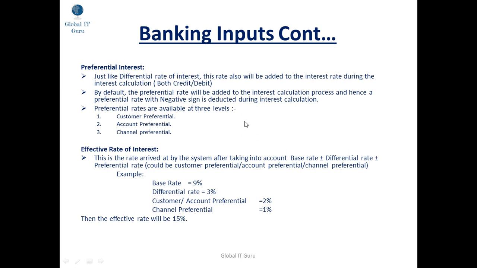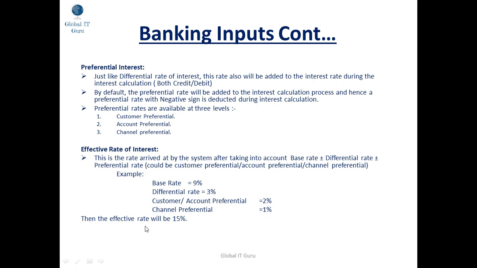Next, we have effective rate of interest. So this is the rate arrived at by the system after taking into account base rate plus minus differential rate plus minus preferential rate. Could be a customer preferential, account preferential, or channel preferential. With example, we'll understand here. Suppose our base rate is 9% and differential rate is 3%, and customer or account preferential rate we have 2%, and channel preferential is 1%.